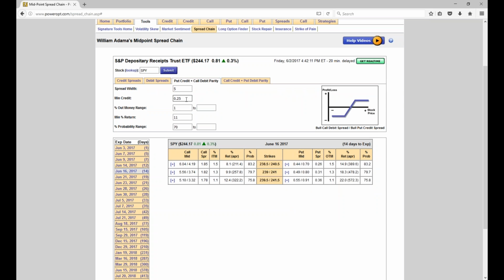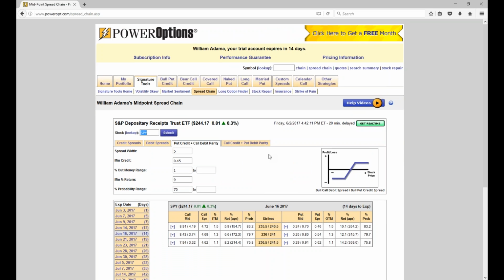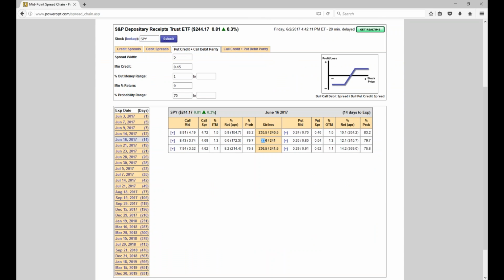And of course, as I mentioned, you could set these levels any way you want. If I just want to do 5-point spreads, I want to up this to 45-cent net credit with still a 70% probability. I'll take my return down to 9. Let's see if we get anything. There we go. So now I've got the 241, 236. Of course, still at that same probability that we were looking at before, above 70 at least, and our net credit of 54 cents, still double the debit spread.